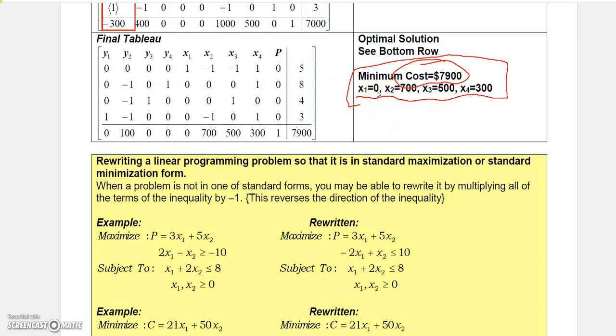From plant A to outlet 1, 0. Plant A to outlet 2, 700. Plant B to outlet 1, 500. Plant B to outlet 2, 300, for a minimum cost of $7,900. And there you go. That's it.